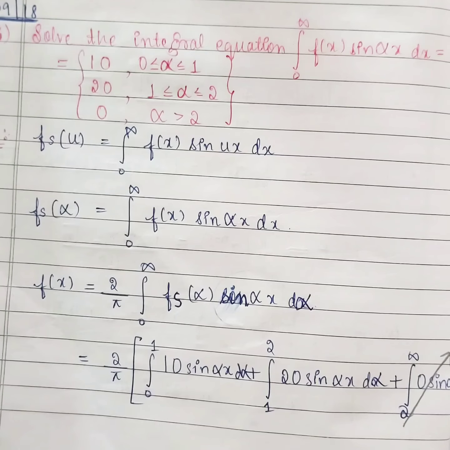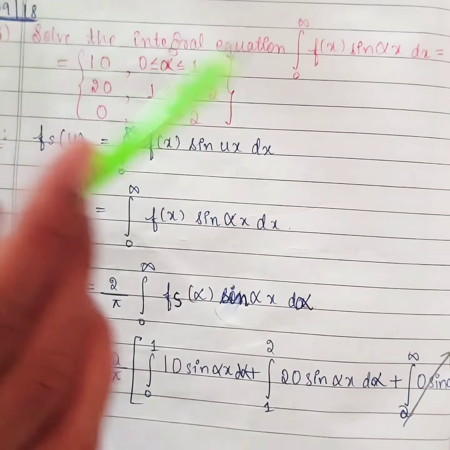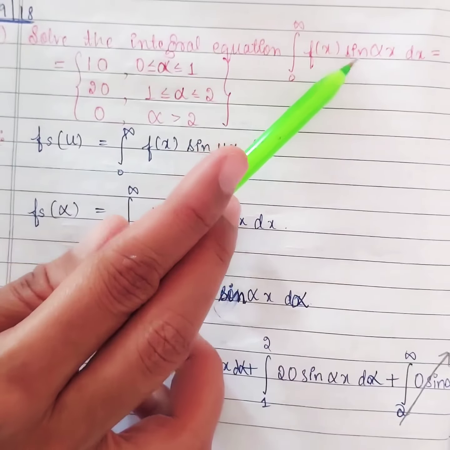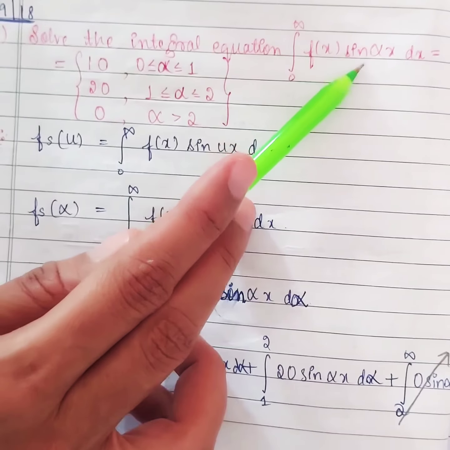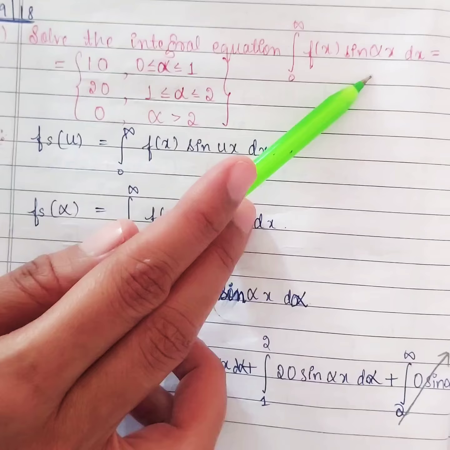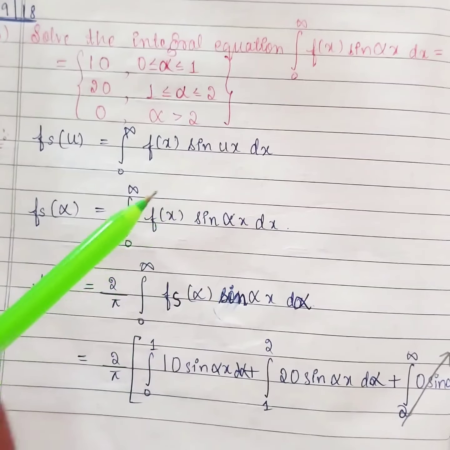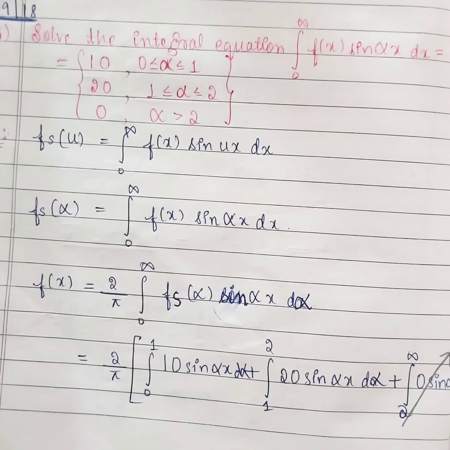Whether it's an inverse Fourier transform or inverse Fourier sine transform or inverse Fourier cosine transform, the next clue is here. In the previous problem it was cos alpha x, so we found the inverse Fourier cosine, right? Now here sine alpha x is there. So what we have to find is the inverse Fourier sine transform. They didn't tell you explicitly to find the inverse Fourier sine transform.